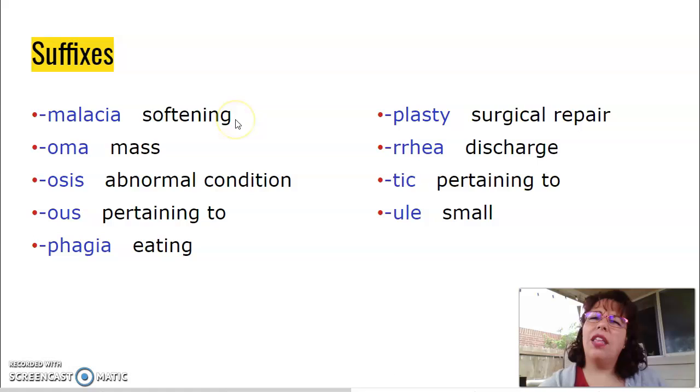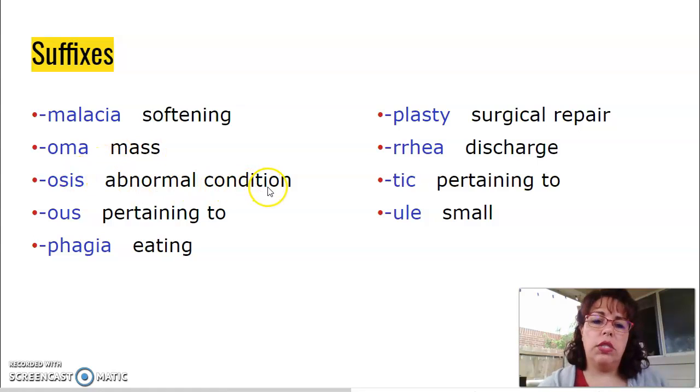Malacia, softening. I think we saw that in Chapter 1, because osteomalacia, as a chiropractor, it's always with bones for me. So osteo is bone, malacia is softening, okay? But we're going to see it referring to the nails in this chapter. Oma, you know, is mass. You can also say tumor, mass, or swelling. But in this chapter, it's mostly mass, like a lump.